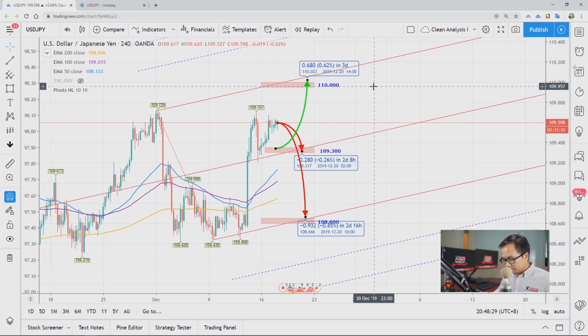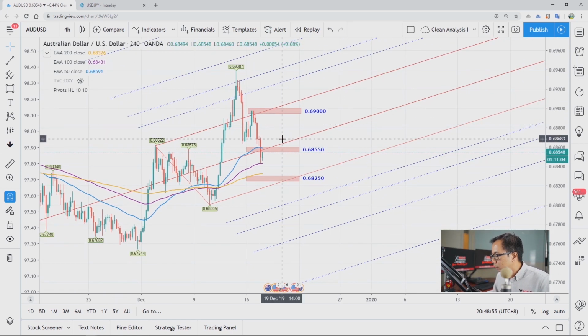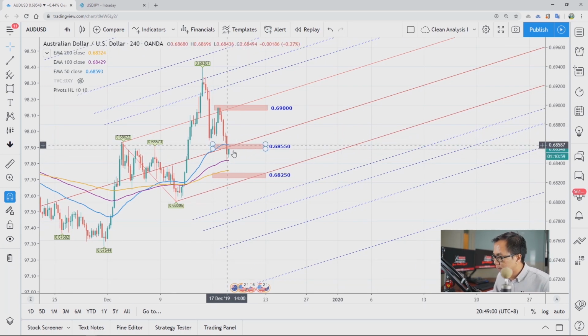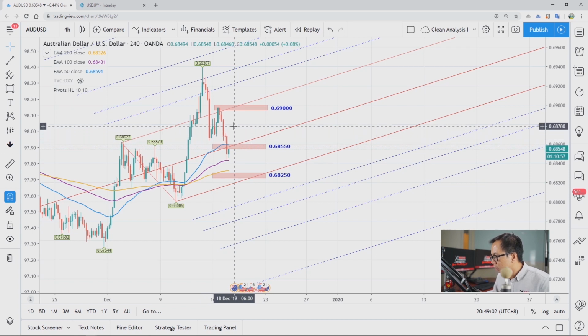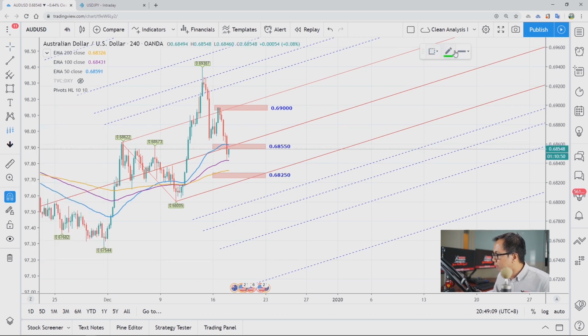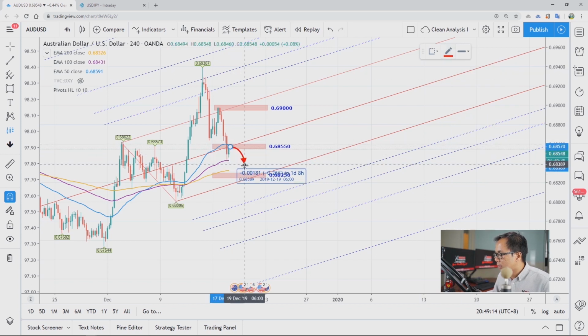Next is the Aussie dollar. This is the level for the Aussie dollar. We currently see that it has broken the support at 0.68550. It already broke it, and most probably it will go lower to the lower lines at this level.